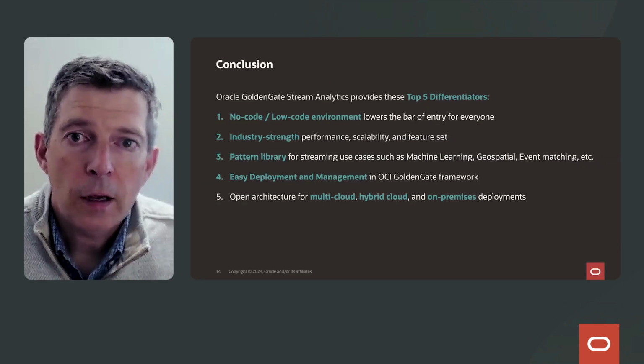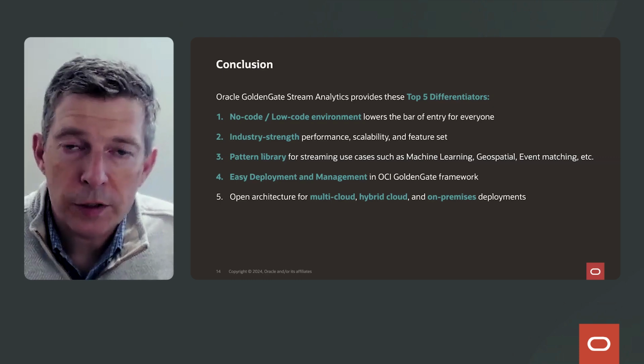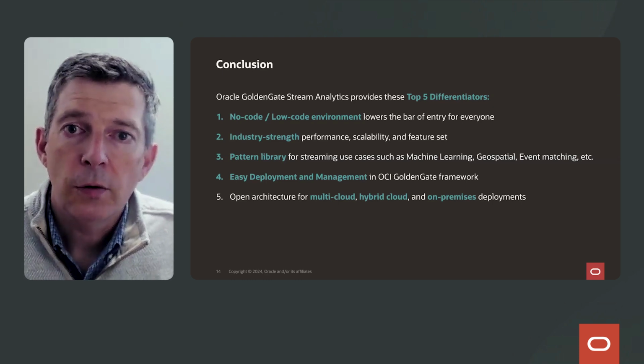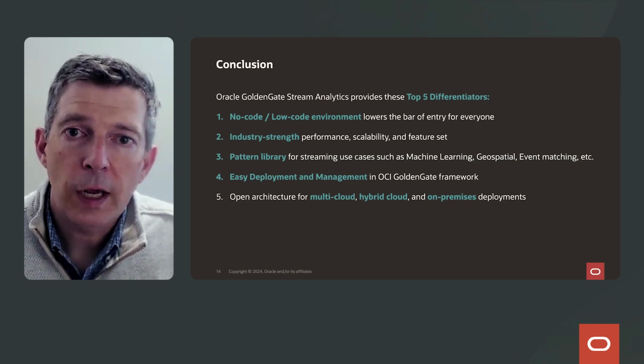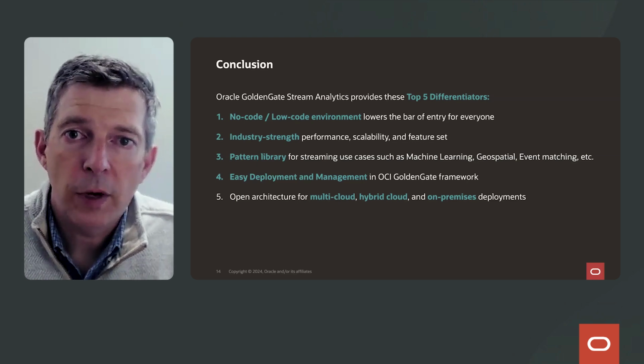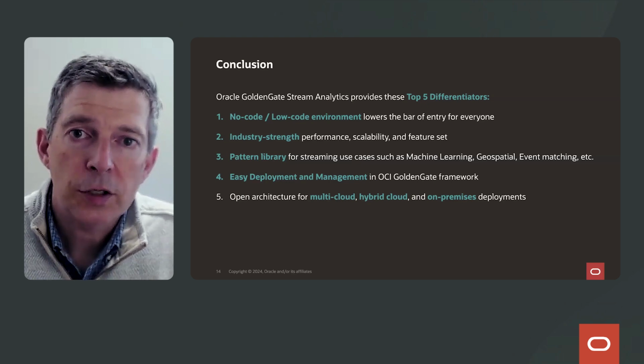And finally, we have an open architecture that is not just bound to one specific situation, one specific cloud, but enables you to deploy in different locations, create hybrid cloud, multi-cloud environments, and be flexible with your overall architecture and infrastructure and topology.